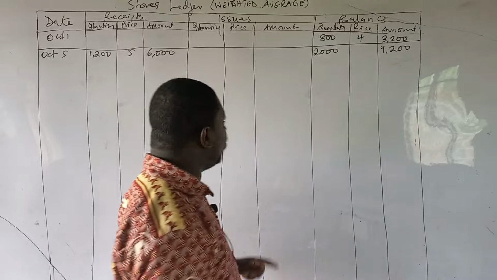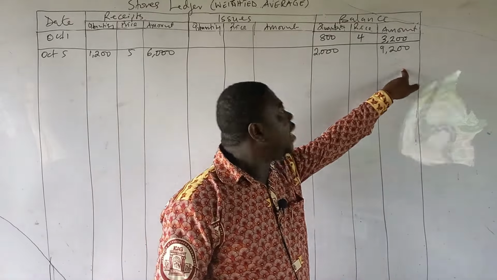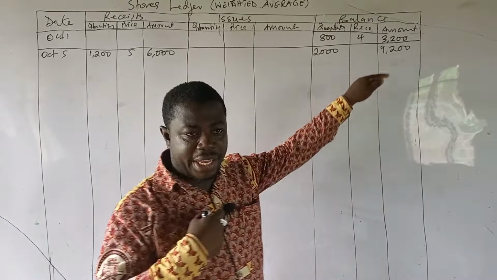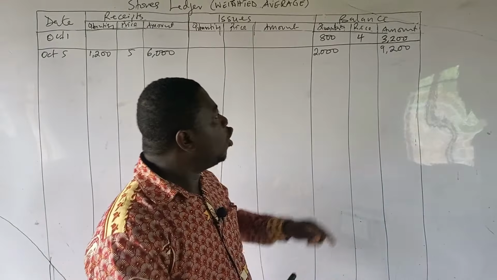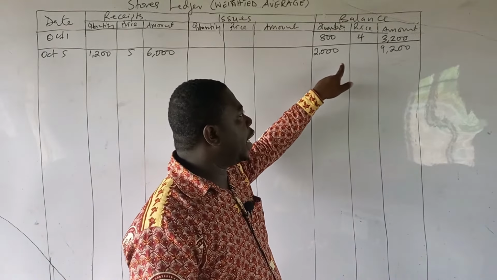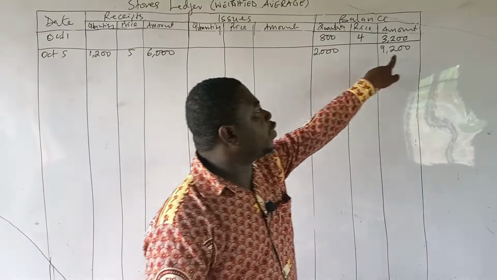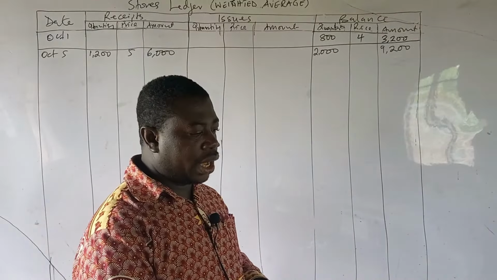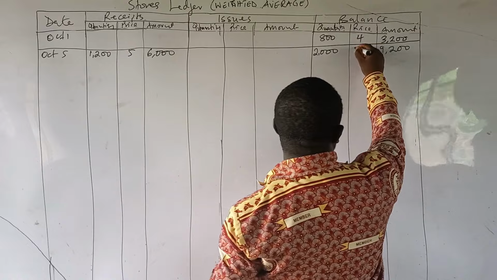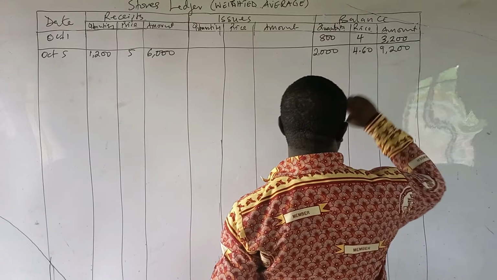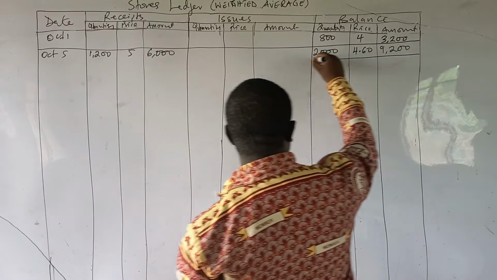Please watch what I'm saying. It is the amounts that I'm adding. Then from there, we find the unit price. This is how we find the unit price. We divide the amount by the quantity. So 9,200 divided by 2,000. And that is going to give us 4 cedis, 60 pesewas. And that is how we go for the second one.